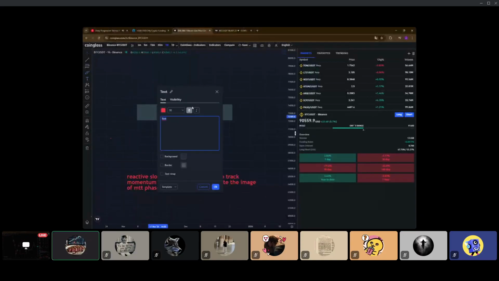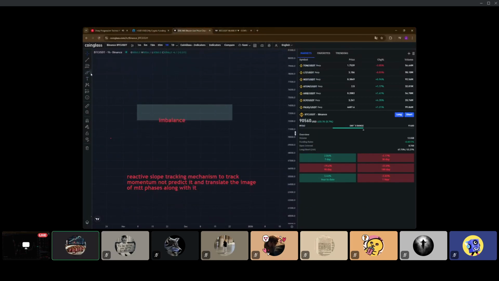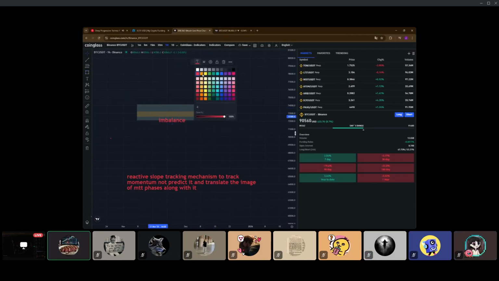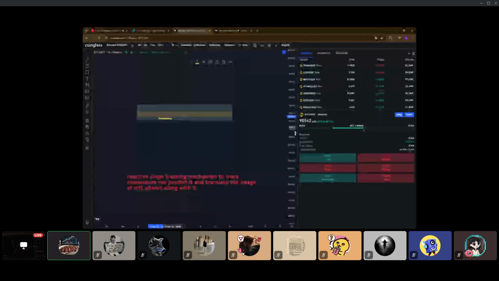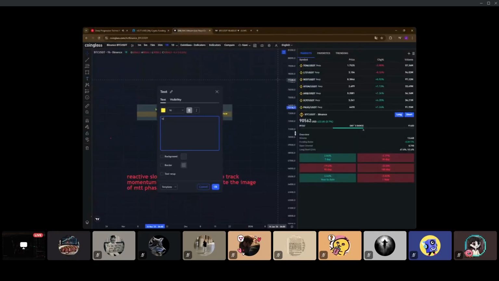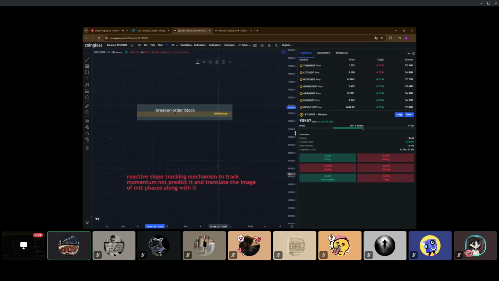So, first of all, take this as an imbalance. The imbalance should be part of an order block. Let's give this imbalance the color orange, and let's decrease this. This is the imbalance, and this is a breaker or order block. It can be either a normal order block or a breaker block. Both of them work great. This is our entry model called order block breaker.